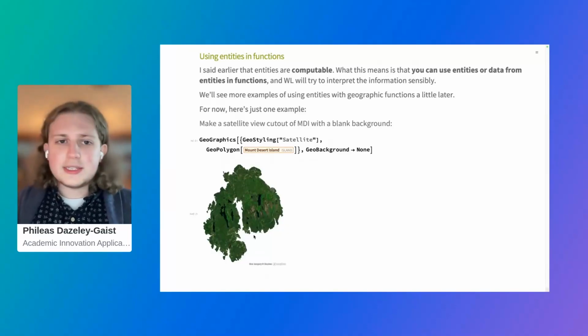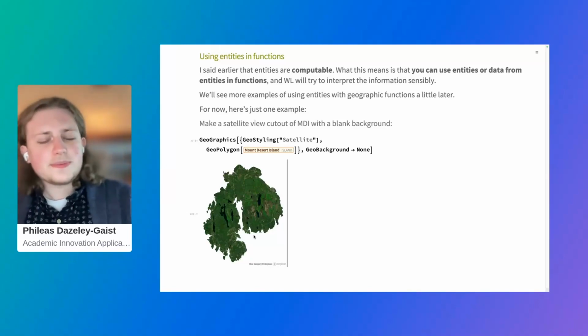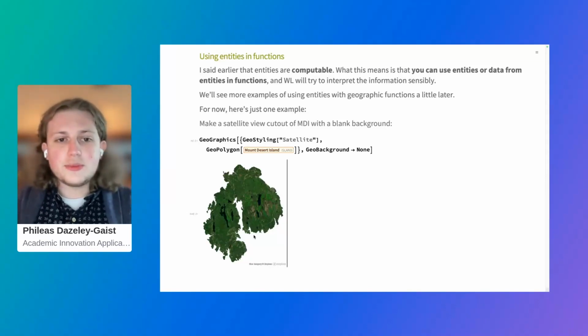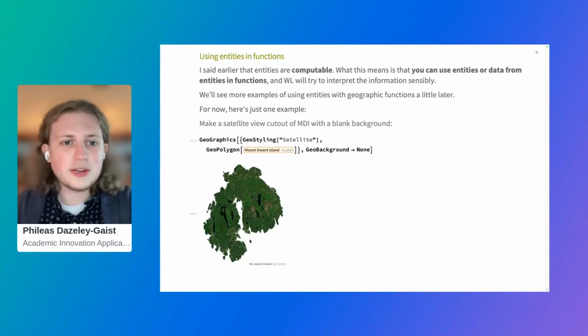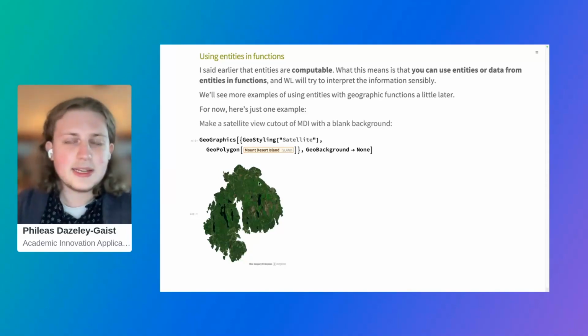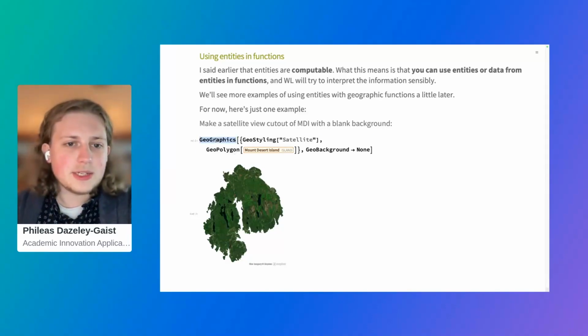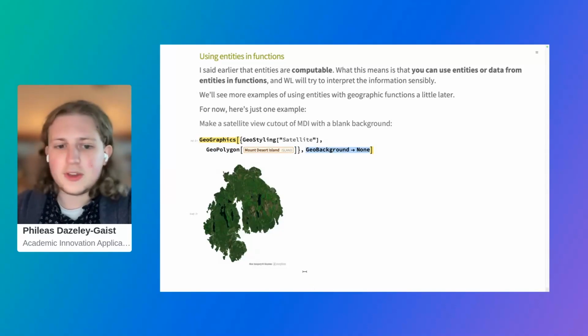I mentioned earlier that entities are computable. And what this means in practice is that you can use entities or data from entities in functions. And Wolfram Language will try to interpret the information as sensibly as it can. So for instance, if I want to represent a cutout, a polygon of Mount Desert Island as a satellite image styling, what I can do is just say GeoGraphics with GeoStyling satellite of this GeoPolygon of Mount Desert Island with no background, and it will return this nice cutout of Mount Desert Island.